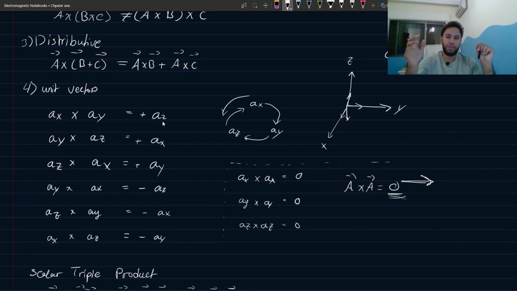And for unit vectors, if we cross multiply any two unit vectors, the answer will be perpendicular to these two unit vectors. And how do we know if it's in the positive or in the negative direction? It depends on the cycle. If it's against the cycle, then it is negative. But if it's with the cycle, with the flow, it is positive direction. And any unit vector crossed with itself will give us 0. And any vector crossed with itself will give us 0.